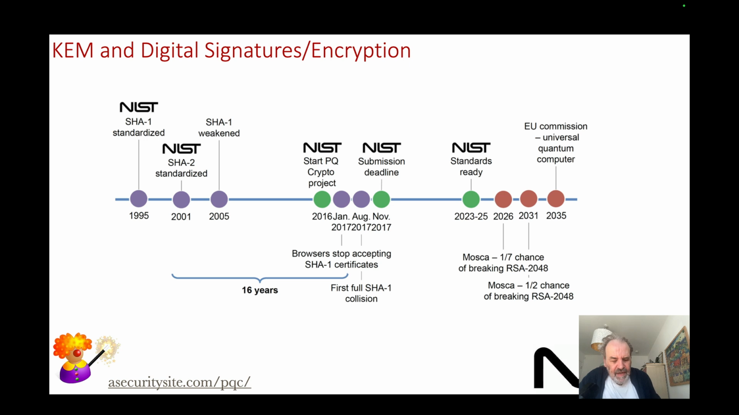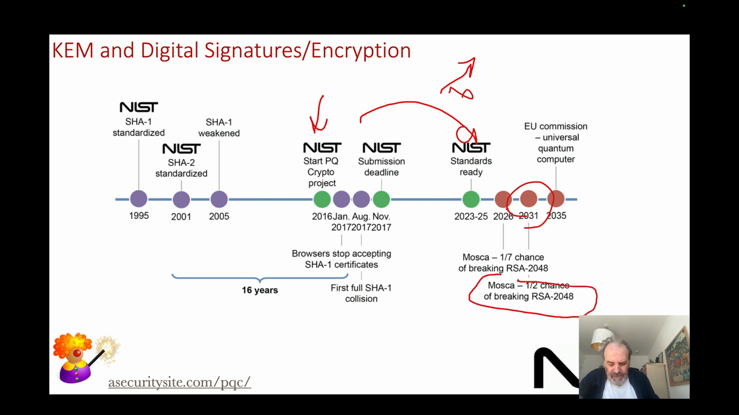So this is the basic timeline. The NIST project for post-quantum cryptography started in 2006, and then around 2024 onwards, the standards were ready for both, as we'll find, key exchange and also for digital signatures. By 2031, there's a 1 in 7 chance of breaking RSA 2K, and then we can see here 1 in 7 by 2026, and then 1 in 2 by 2030 that RSA 2K will be broken.